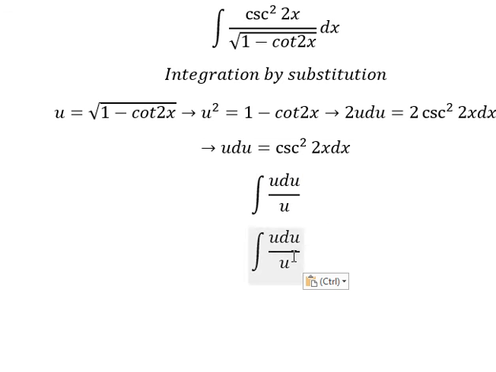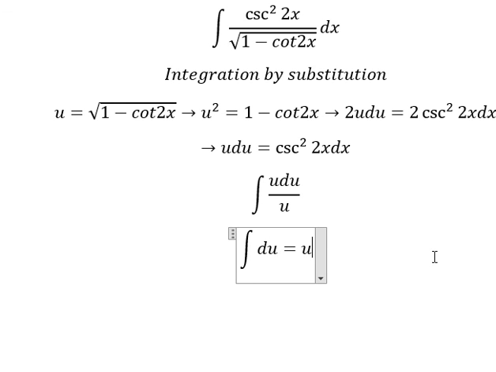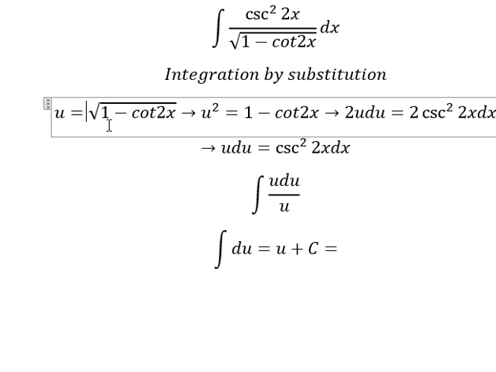So this one we have du. The integration of du is u, and I will put c. About u, that is this one.